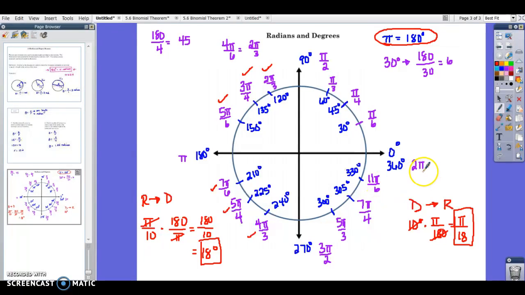Here, I'm not quite 360 degrees. I'm not quite 2 pi. So that numerator is going to be 1 less than twice the denominator. So all of these things fit nicely together. It's just a matter of getting comfortable with using radians and degrees.